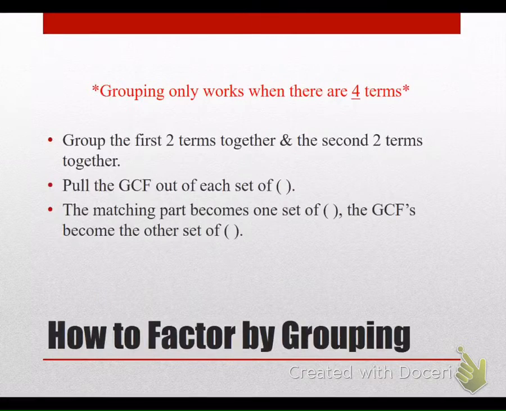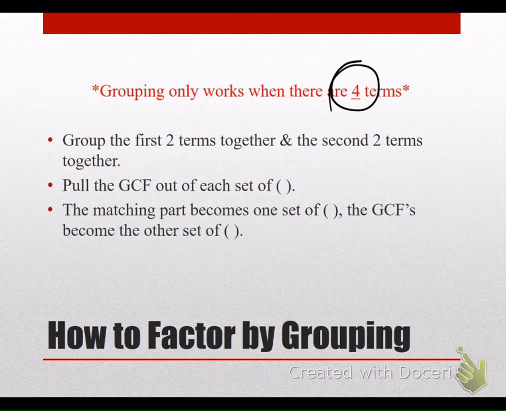All right, grouping only works, and this is very, very important, if we are trying to factor by grouping, it only works when there are 4 terms. So that means I cannot factor by grouping with a binomial. I cannot factor by grouping with a trinomial. I can't even factor by grouping with a polynomial that has 5, 6, 7, 8 terms. Okay? I can only factor by grouping when there are 4 terms. All right? Everybody with me?